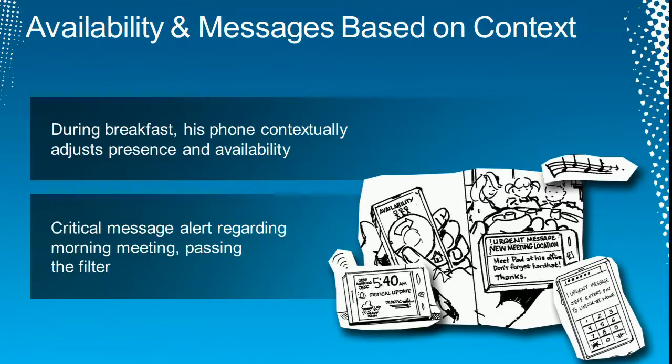So your presence and availability are adjusted contextually by access policies that you've written down or that you've done with a simple little GUI clicker application. However, you've said in your policy, look, if I get a critical message like first morning meeting changing time or location, that should get through the filter. So that can get through. And again, you notice here it's the blending of personal and business life. It's a very common theme throughout these scenarios.